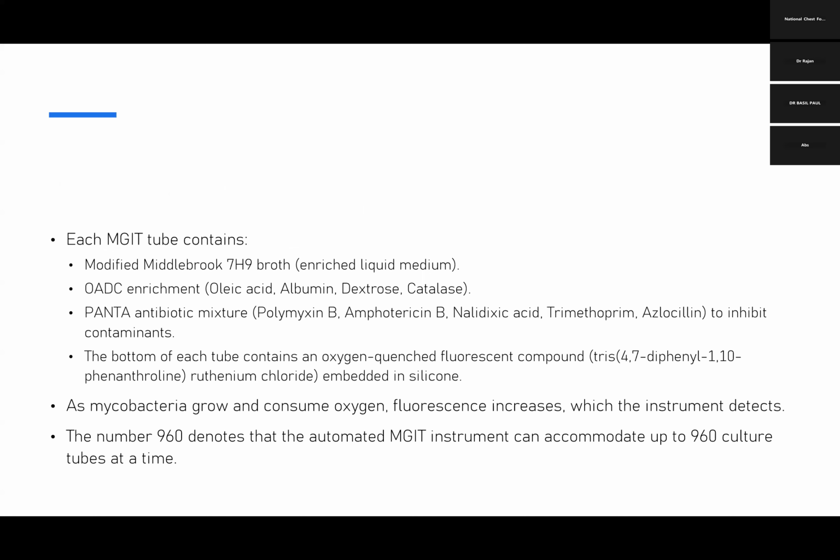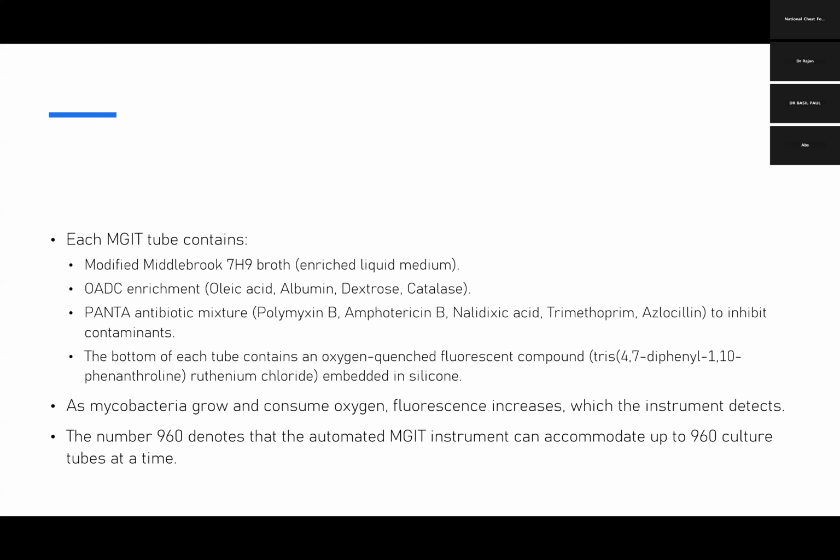It contains OADC enrichment, that is oleic acid, albumin, dextrose, and catalase. There is an antibiotic PANTA mixture, that is polymyxin B, amphotericin B, nalidixic acid, trimethoprim, azlocillin, to inhibit the contaminants. The bottom of each tube contains an oxygen-quenched fluorescent compound which is embedded in silicone. As the mycobacteria grow and consume the oxygen, the fluorescence increases, which is visible, and the instrument also detects it.